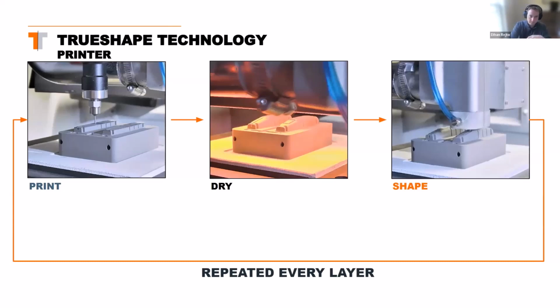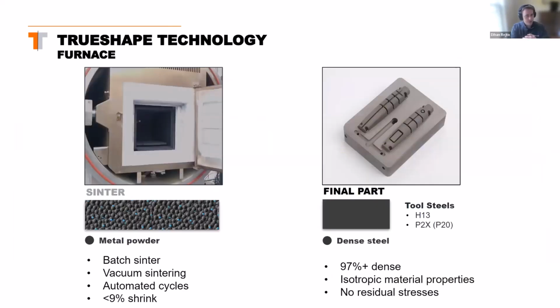After printing is complete, you have what's called a green body. This is mostly just metal powder, a little bit of binder to hold it together. You put it into the furnace. The furnace is going to heat the part just below the melting temperature of the material. The part's going to shrink a little bit, about less than 9%.